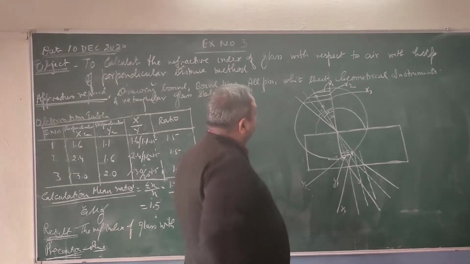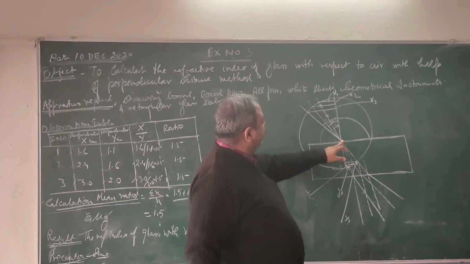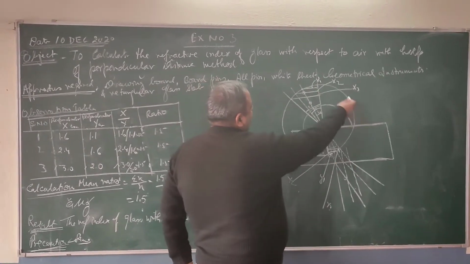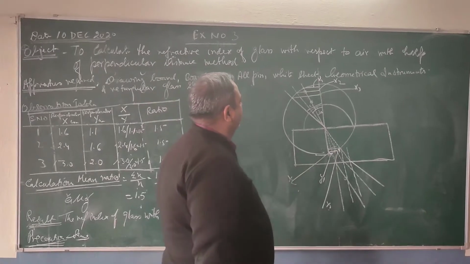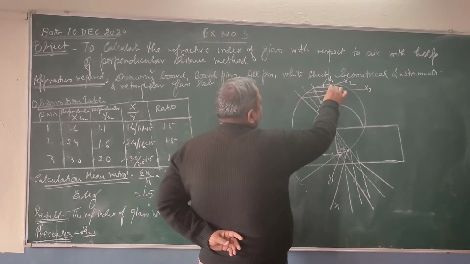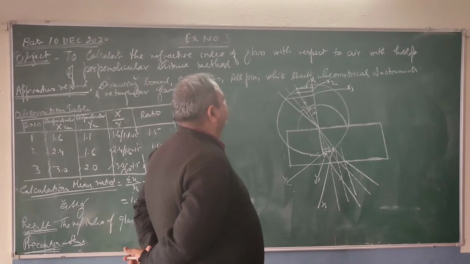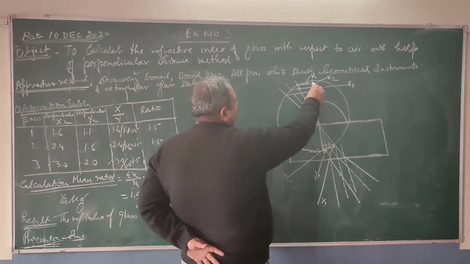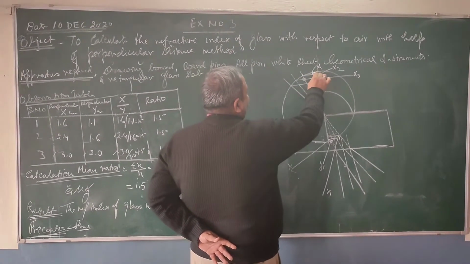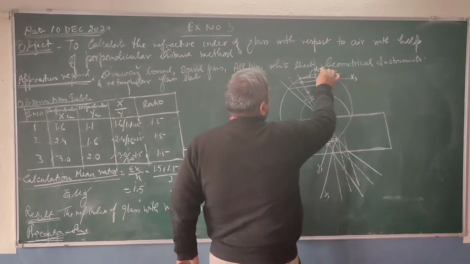Now in this, I have placed the metal point of the compass needle at the point of incidence and drawn one circle of 5 centimeter. The reading of x is the perpendicular distance from the normal to the incident ray where it cuts the circumference. This is x1. When I measured it, it was found to be 1.6 centimeter.